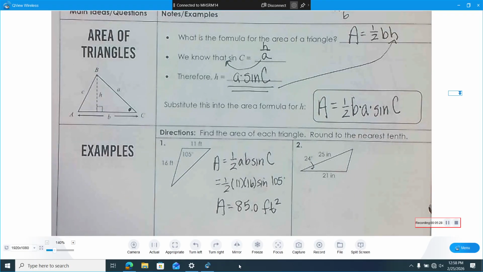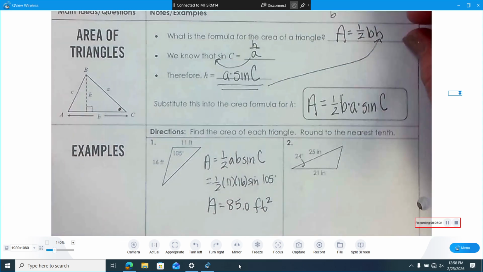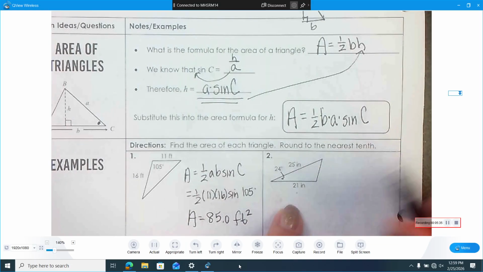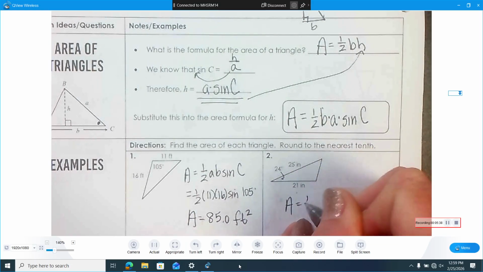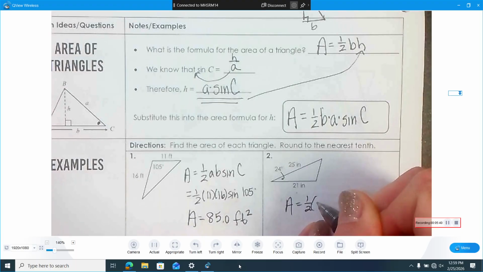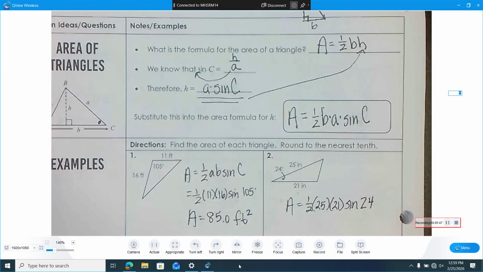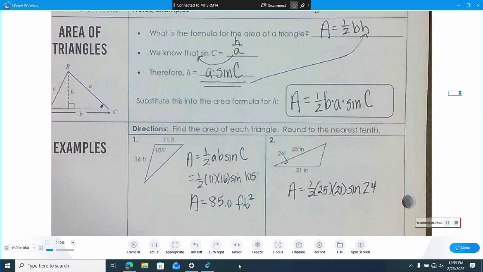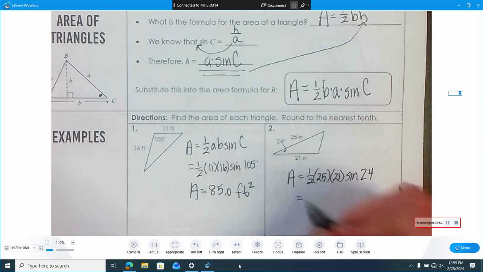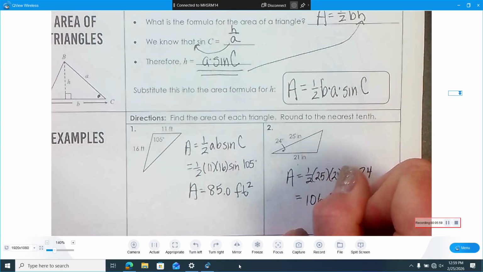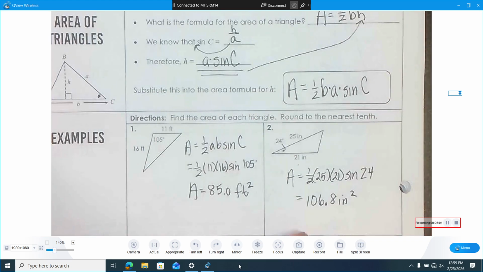All right. Very cool. So again, let's look at number 2. Again, side, angle, side. So area is simply 1/2 a times b times the sine of the included angle. 1/2 a times b times the sine of the included angle. Great. Plug that in your calculators for me. 106.8 inches squared.